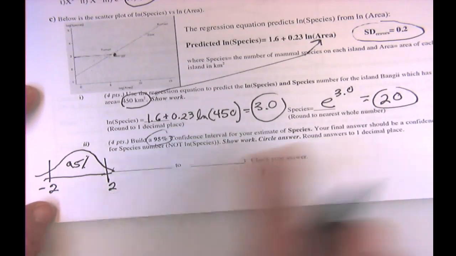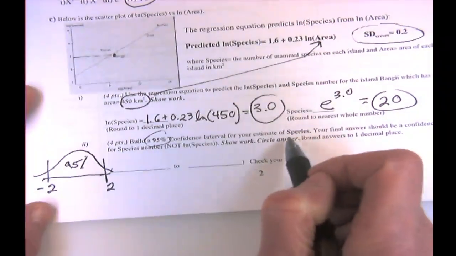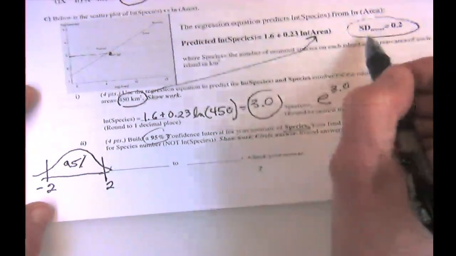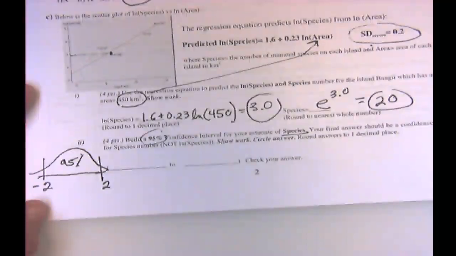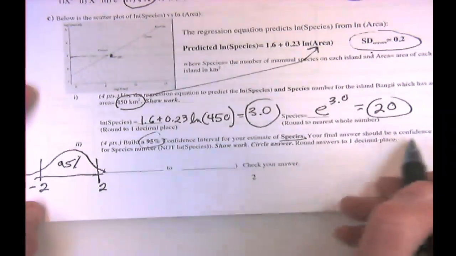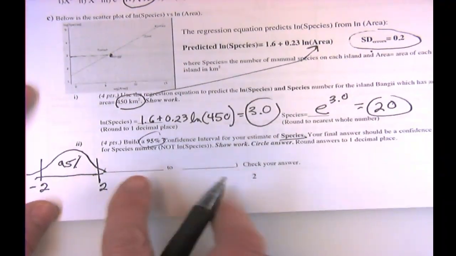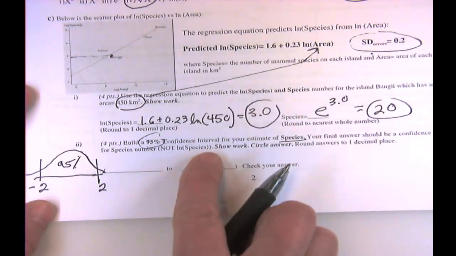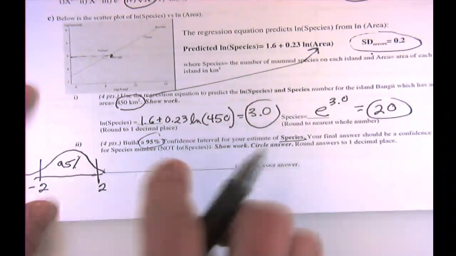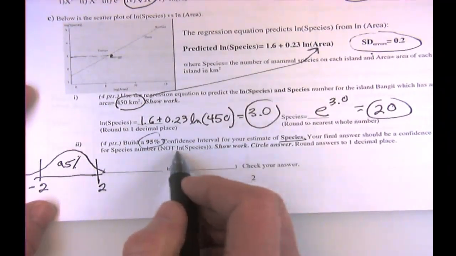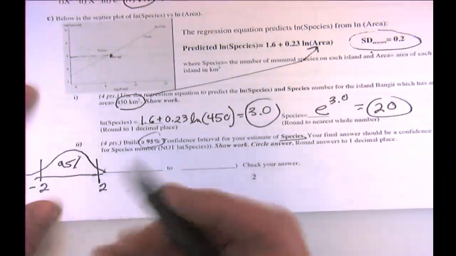And so you're fine. So what do we want to do? For the species, okay, now this right here goes with the log of species, so we're going to have to do it in 2 steps. Your final answer should be a confidence interval for species, not log species. So you can't go directly to this answer. You have to do it in 2 steps.